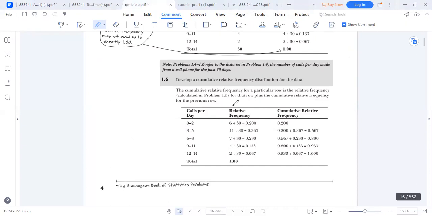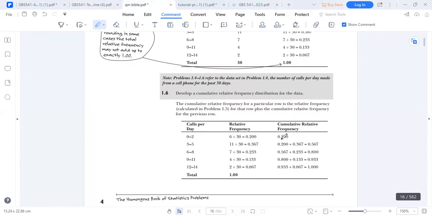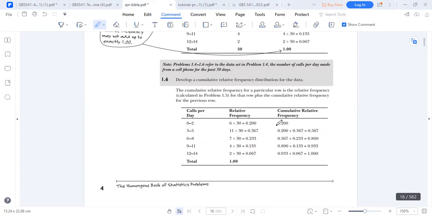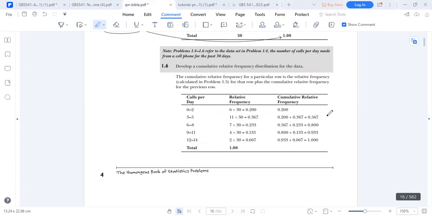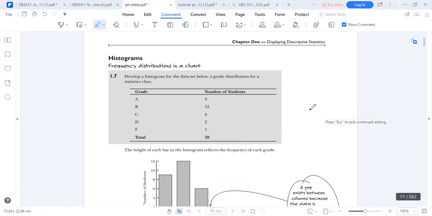So the relative frequency, like I explained, after finding the frequency over 30, you divide each of these by 30 to get the decimals. After getting the decimals, you add them to get the cumulative frequency. So 0.2 plus that, you get that. This plus that, you get that. This plus that, you get that. So this is how we get this.